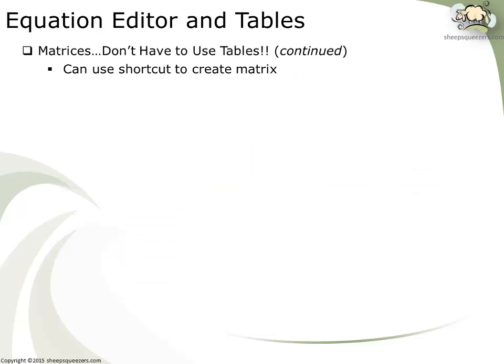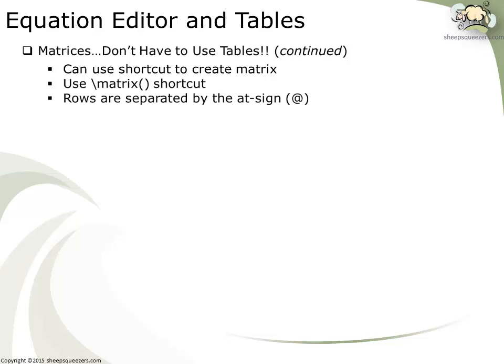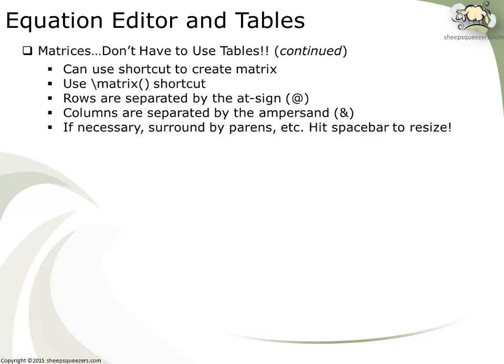Now, for those of you who are curious, yes, you can use shortcuts to actually create a matrix. You have to use the \matrix left paren, right paren shortcut. Each row is separated by an @ sign, and each column is separated by an ampersand. If necessary, you can surround the entire thing with parentheses. That is, if you want your matrix to be delimited by parens, or brackets, what have you, you can actually do that. But at the end of all this, you're going to have to hit the space bar in order to resize the parens or the brackets or what have you.